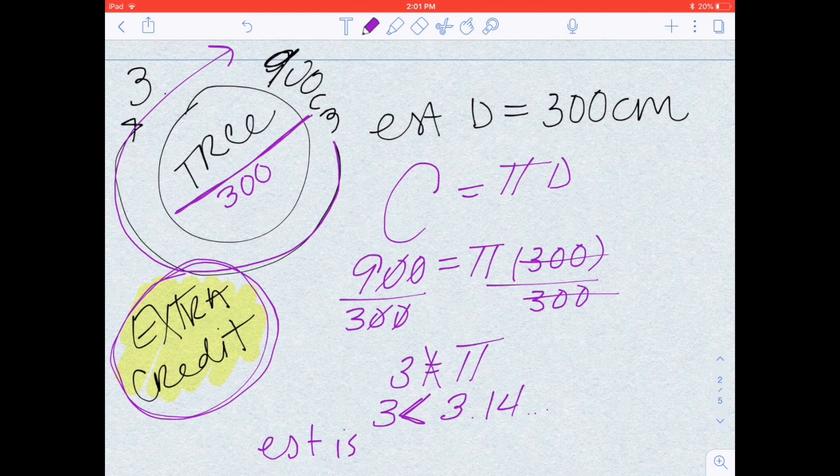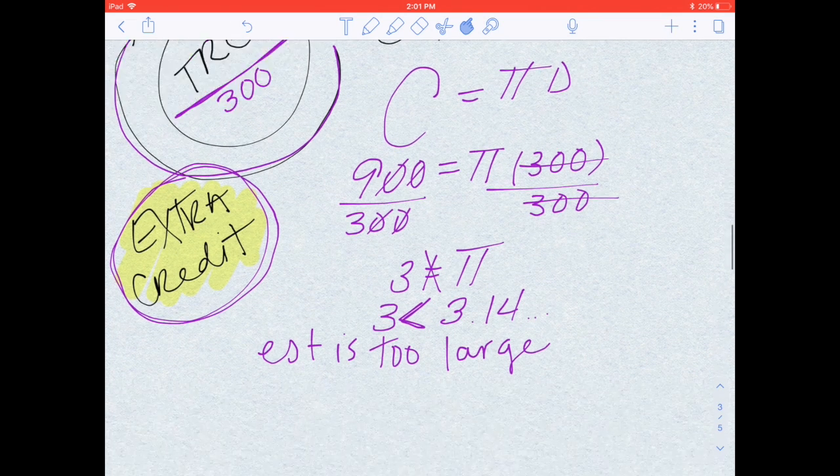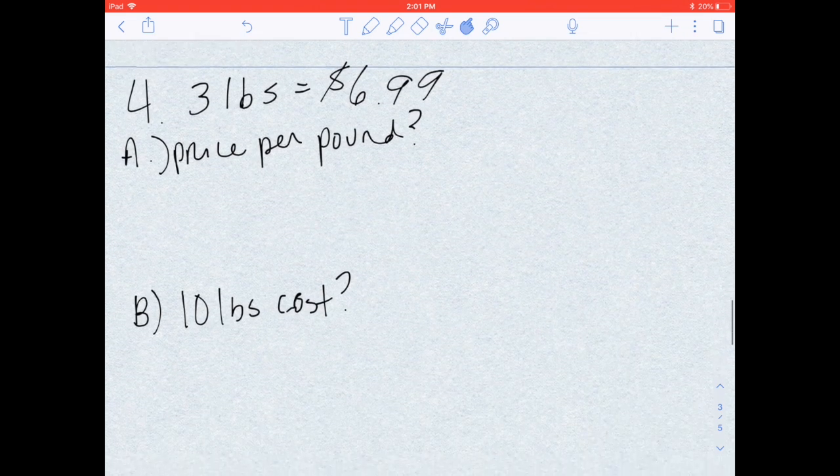So her estimate is too large. Yes, because pi is greater than 3.14. So her estimate is a little too large for her circumference. Okay. Number 4.